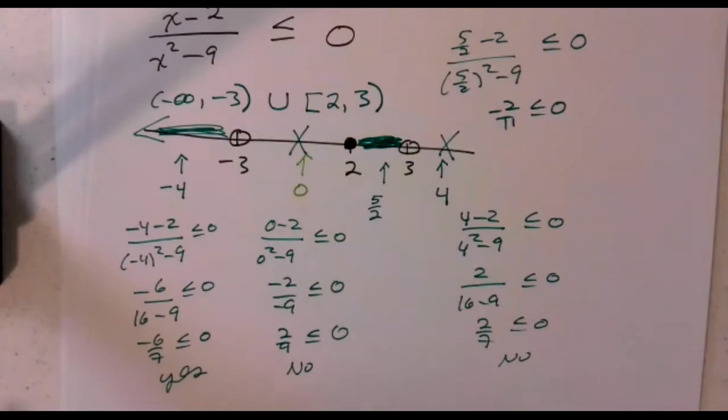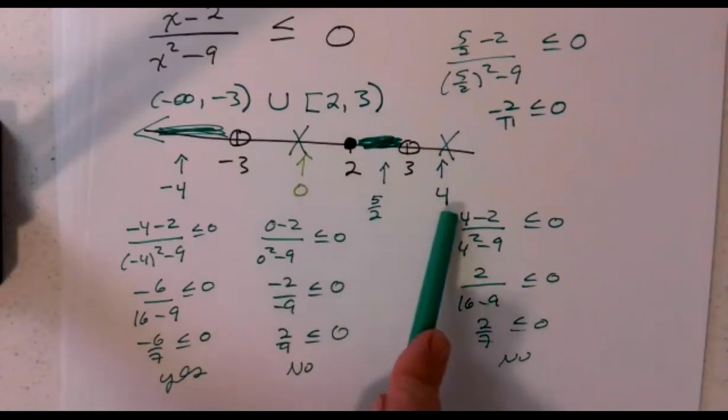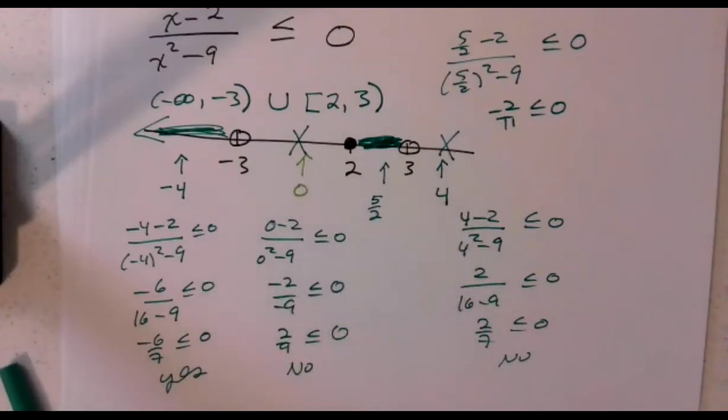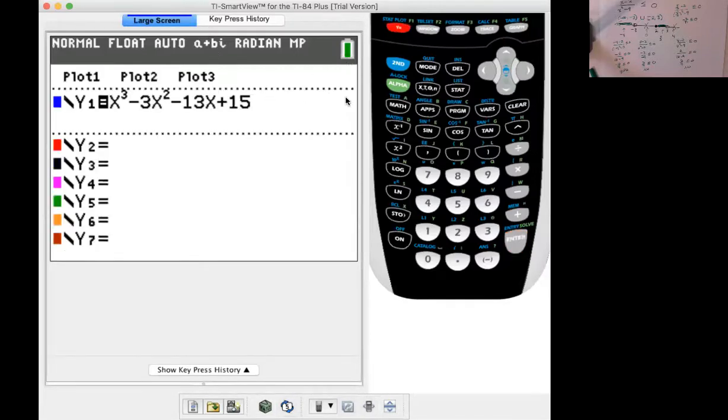But let's do a couple things here. Let's take a look at how we can evaluate the -4, the 0, the 5/2, and the 4 more quickly using the graphing calculator. So what I'm going to do is plug in x minus 2 over x squared minus 9 into my function. Watch your order of operations. X minus 2 divided by parentheses x squared minus 9. So that is my function.